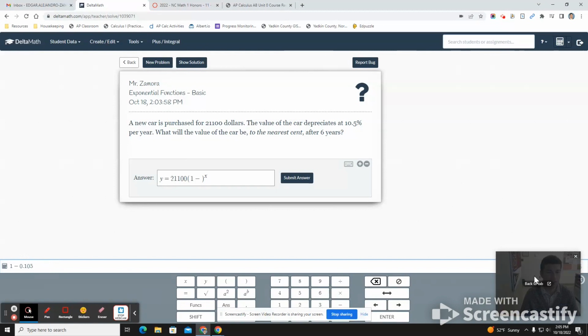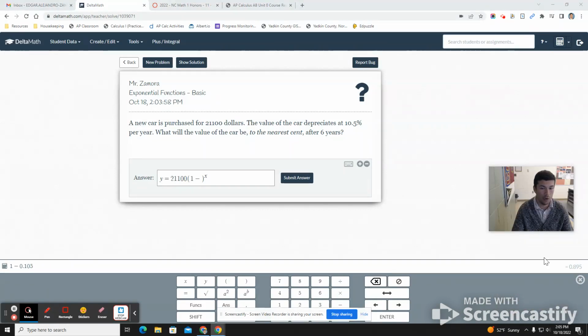1 minus 0.105, and I get 0.895. So this growth or decay factor actually is 0.895. All right, that's the trickiest part to find. Look what I did. I just took 1, I subtracted the decimal. I changed my percentage into a decimal.